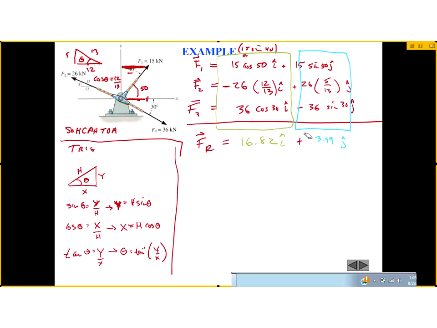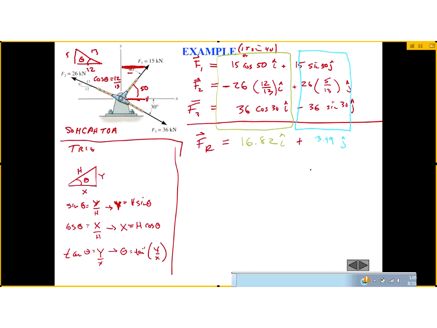And common sense, does it pass the common sense check? Yeah, because there's definitely a pretty strong pull to the right, and it seems like there's more pull up, although it's getting close to zero there. But anyway, it seems reasonable.